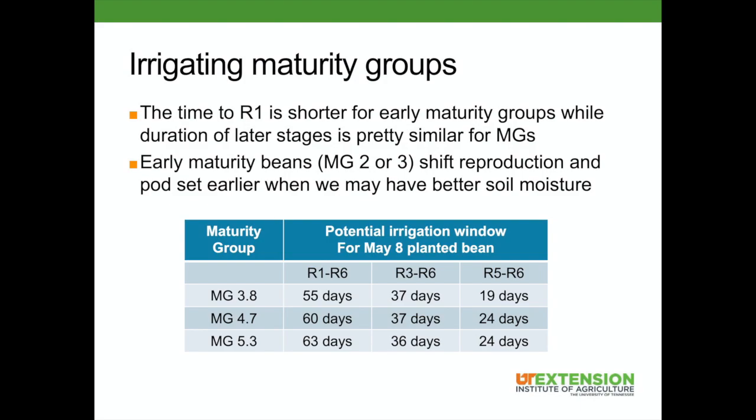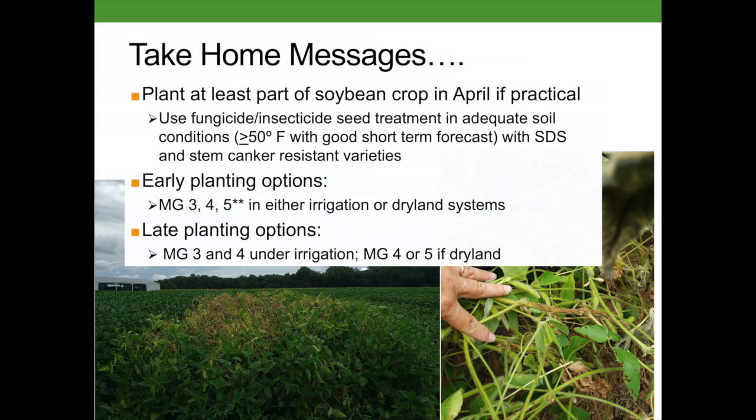I think the take home is keep an eye on your field, check your growth stages. Hopefully you have a soil moisture sensor in there that's telling you when you're running out of water, and shut the water off after you pass R6. That's just kind of a good practice regardless of maturity group. I don't think early maturity beans typically save us a lot as far as watering time. Just a couple of take-home messages.